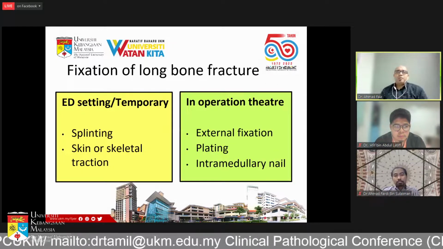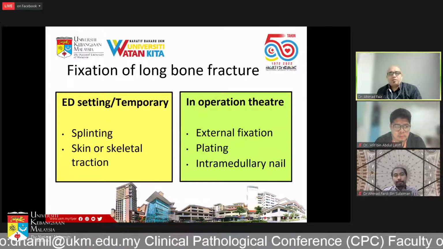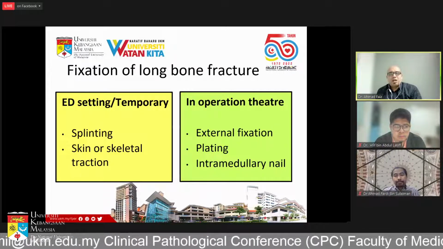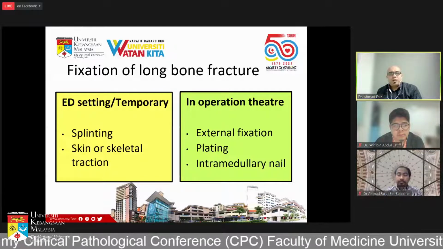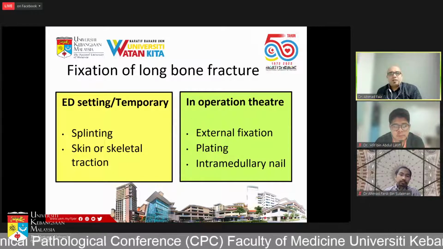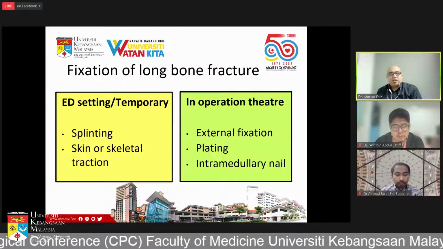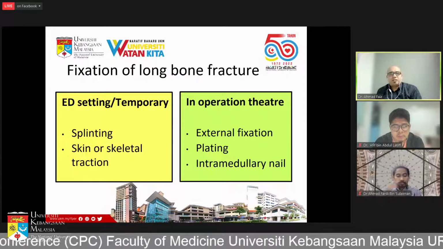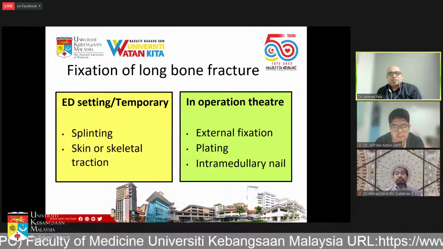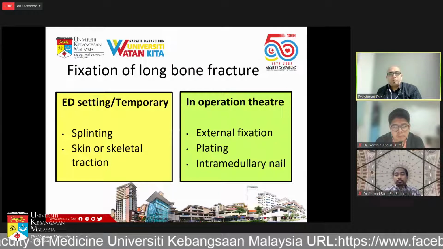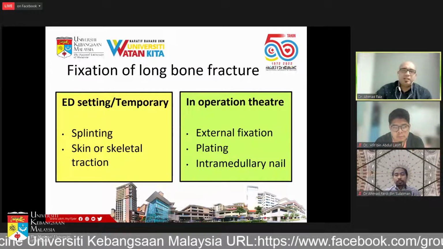So coming back to this patient, he also has long bone fractures, which involve the femur and also the tibia. In the ED setting, what can be done, as we did initially, was splinting of the fracture. They can also apply skin or skeletal traction, and eventually the fixation must be decided, whether we want to put in external fixation, plating, or even an intramedullary nail.